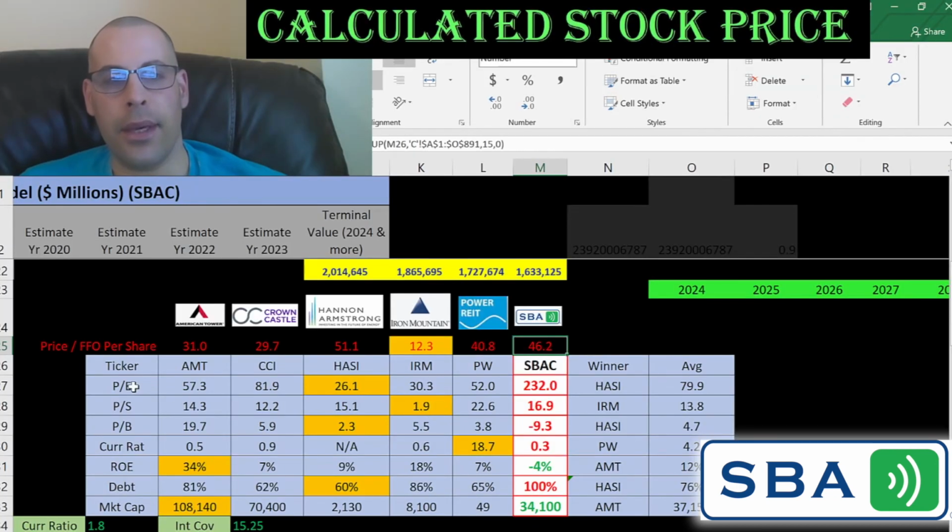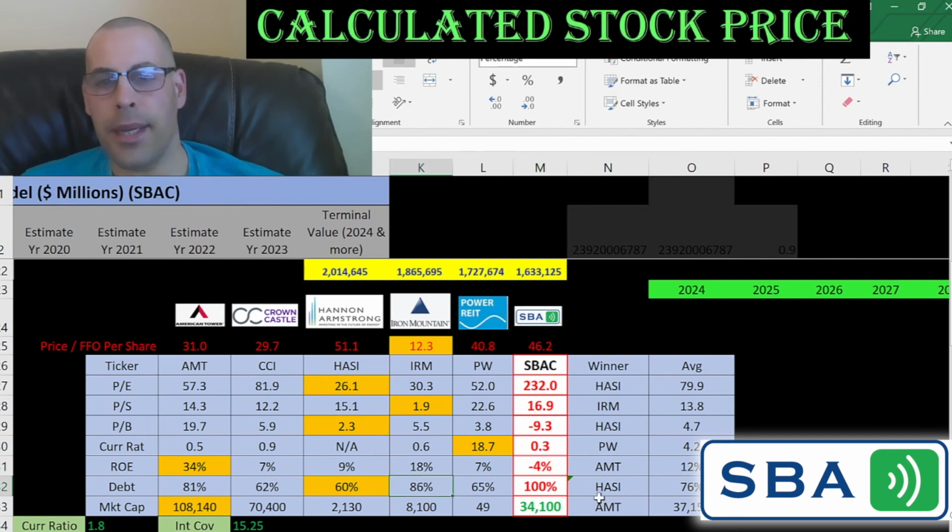Now let's look at the other ratios. In terms of PE, they're doing worse than the average. They're 232, the average is 80. In terms of price to sales, they're worse than the average. Price to book, they're worse than the average. Current ratio, they're definitely worse than the average. They're also worse than the average in ROE.